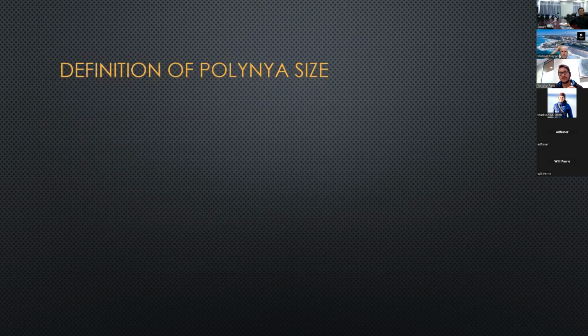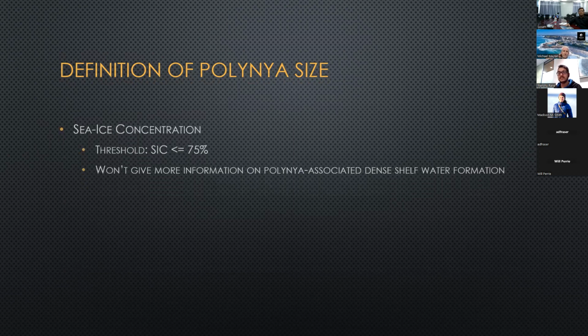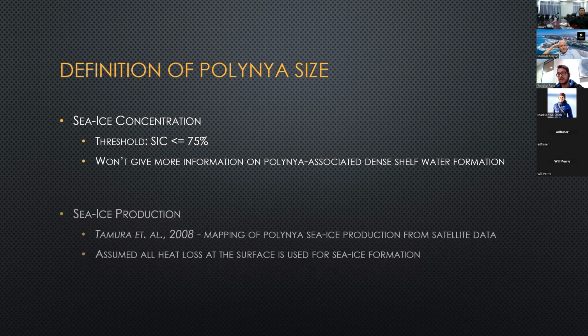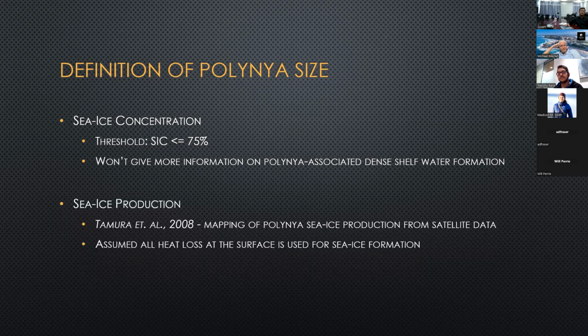So most of the current studies define polynya size from sea ice concentration. Different studies use different thresholds depending on their requirement. For example, if sea ice concentration is less than or equal to 75%, it will be considered as polynya. However, this method provides only information about the open area of ocean, but not about the formation of dense shelf water.